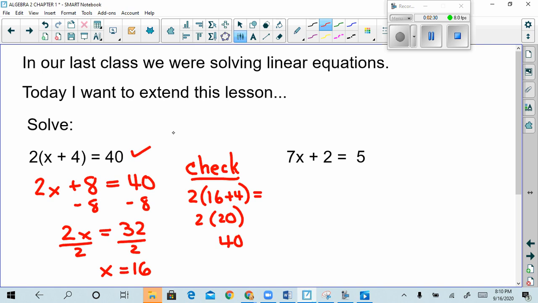The second one is only a two-step one. We're going to subtract 2. It's going to leave us with 7x is equal to 3. And we're going to divide. The reason why I did this problem is because I wanted you to see that when we're solving equations, we will get decimals, fractions, as well as whole numbers. Anything in the real number system is a possible solution.